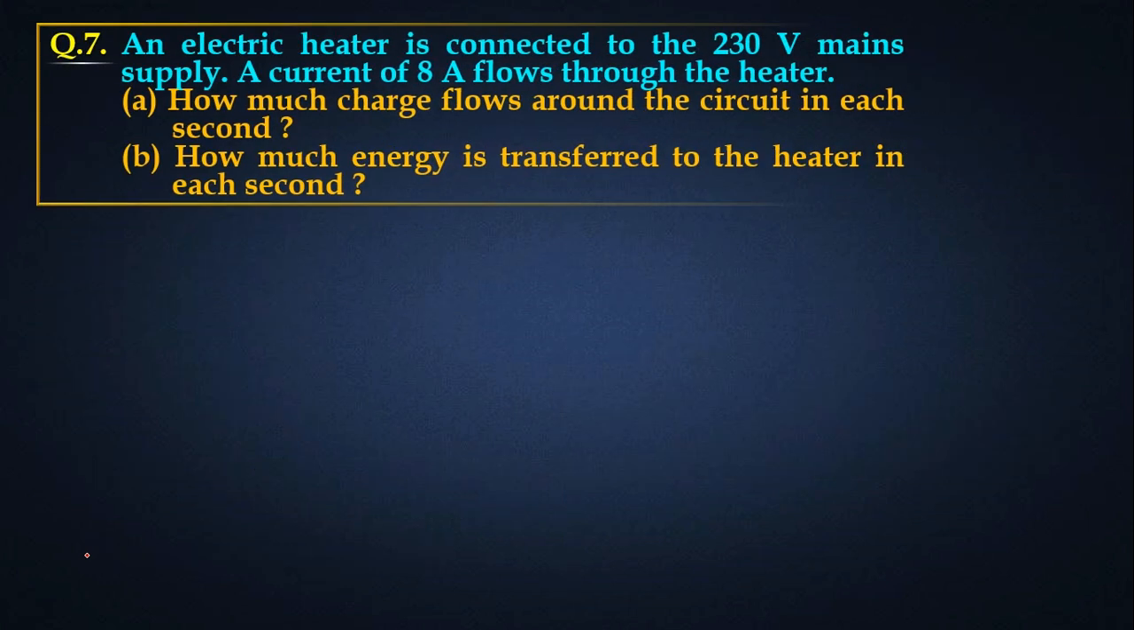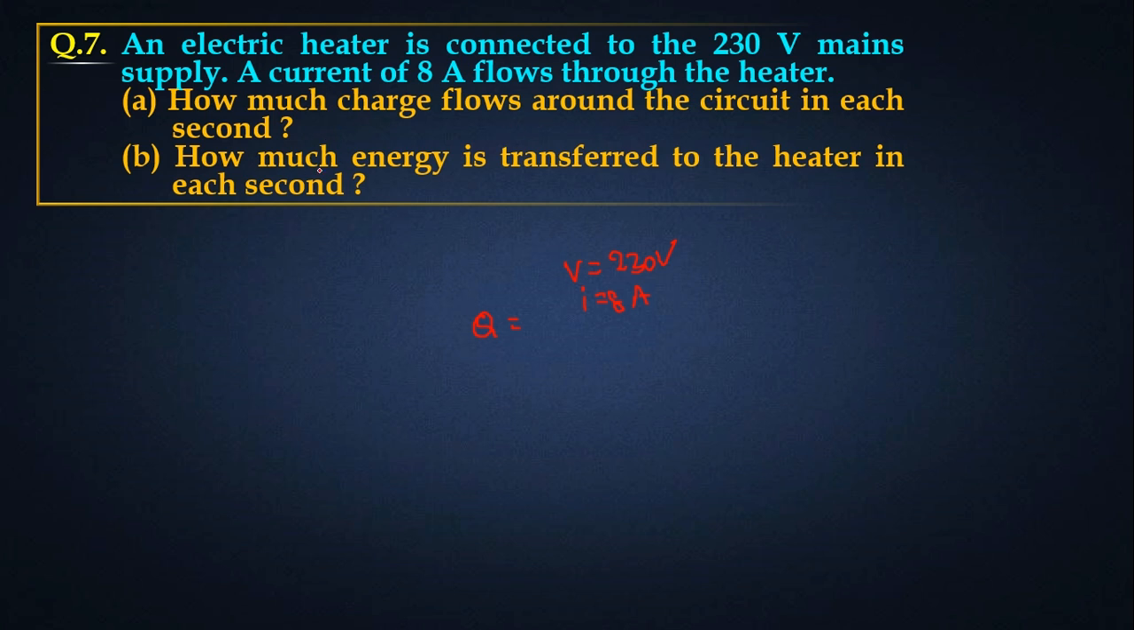An electric heater is connected to a 230 volts main supply. A current of 8 amperes flows through the heater. How much charge flows around the circuit in each second? Charge is nothing but Q. Here V is given, current is also given. So V is equal to 230 volts, and I is equal to 8 amps. We don't have a direct relation to find the charge.